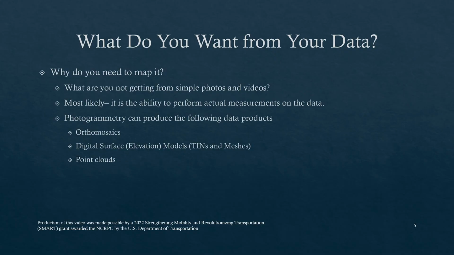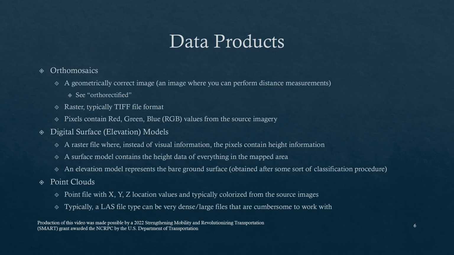And photogrammetry is able to produce a variety of different data products, which include orthomosaics, digital elevation models, and from that, TINs, triangulated irregular networks, meshes, and then also point clouds. In more detail, orthomosaics are a geometrically correct image. So this is an image where you can perform distance measurements. It's where you hear the term orthorectified. This is a raster file format, typically a TIFF, typically containing red, green, and blue pixel values, so you can visualize it just like you are able to visualize the world.